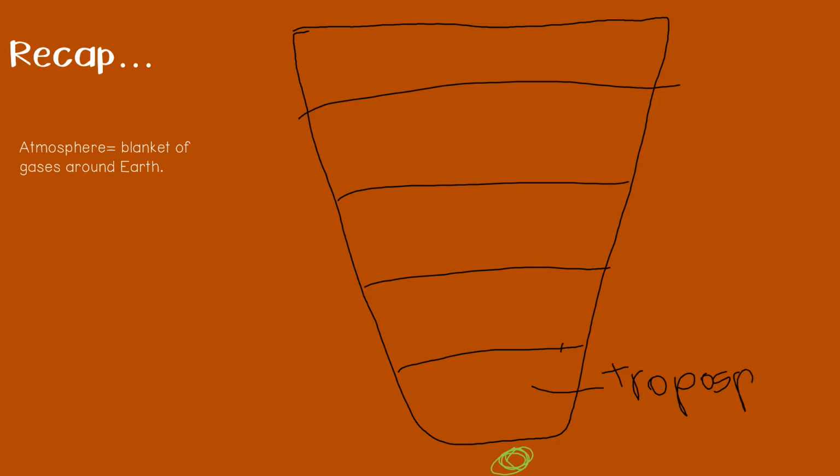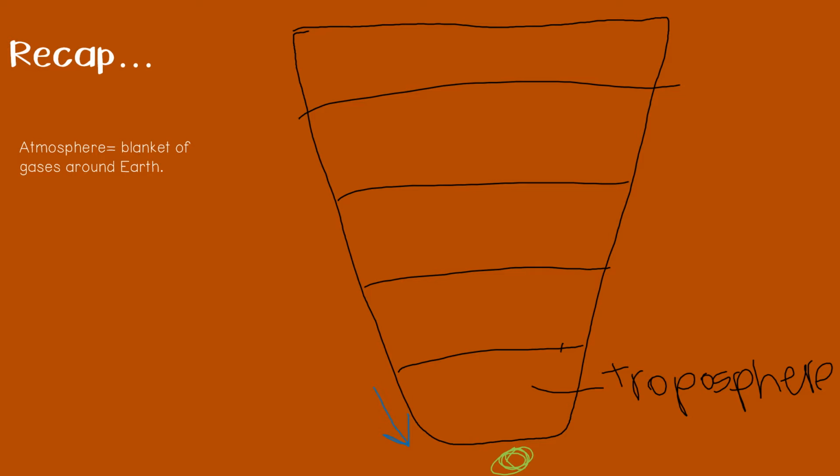The troposphere layer is closest to Earth. We know that that's where all the weather happens. That's where some planes fly. So this is the troposphere. And what happens to the temperature as you go higher in altitude in the troposphere? That temperature decreases. Yes.